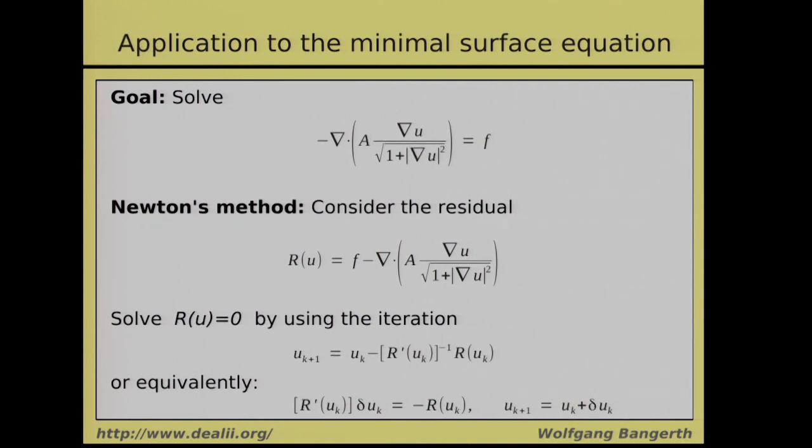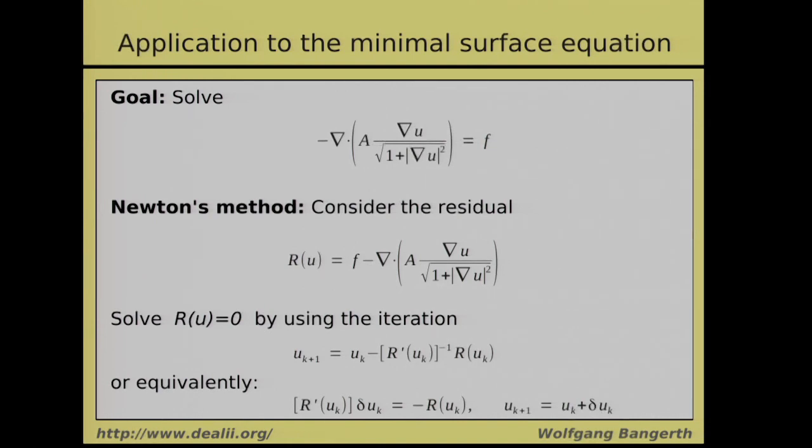So if you go back to the definition of Newton's method, it said that uk plus 1 must be equal to uk minus, and then the generalization was R prime to the minus 1 times R. Of course, equivalently, I can bring this uk over here, so this would be uk plus 1 minus uk, and then I multiply both sides with R prime, so I get R prime times the difference, uk plus 1 minus uk, equals minus R of uk. And if I write this as delta uk, then I can write uk plus 1 as uk plus delta uk. So you've seen this iteration many times.